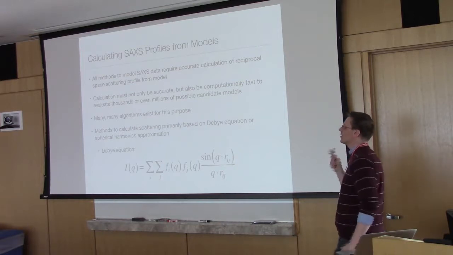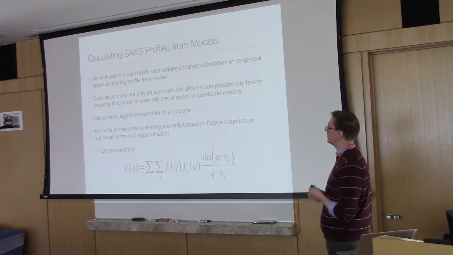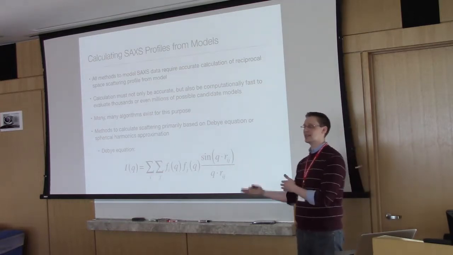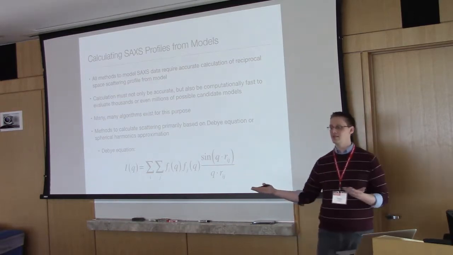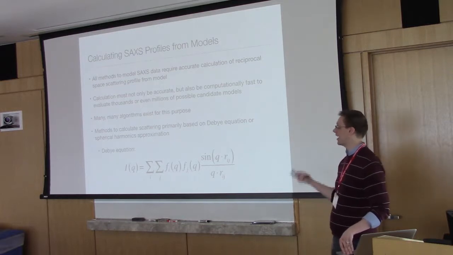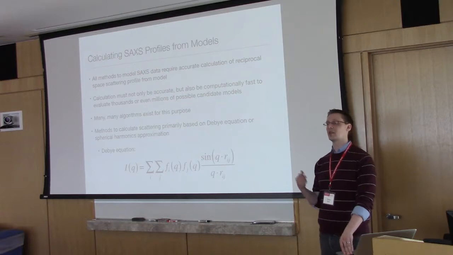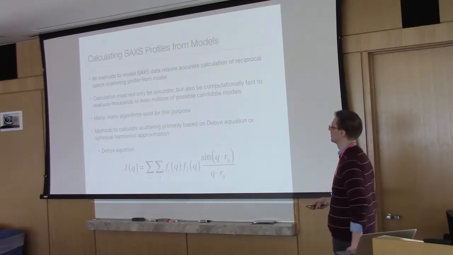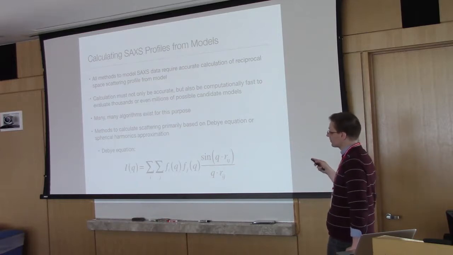Okay, so in terms of modeling, the fundamental way that modeling works is that you generate models, you calculate scattering profiles, and you see which of those models fit your data the best. So the number one thing about modeling is that you have to be able to calculate your scattering profile very accurately. But you also want to calculate it very quickly because you typically need to generate millions of different models. And there are a lot of different algorithms that exist for this purpose.